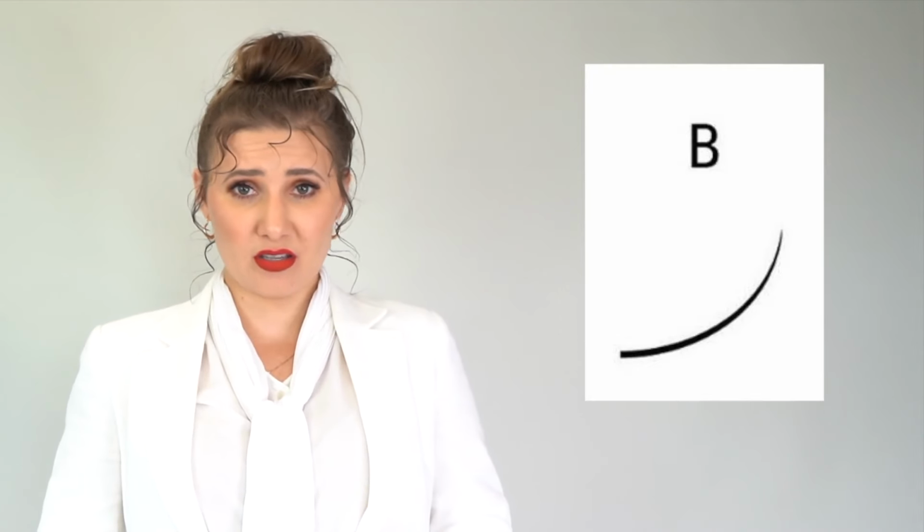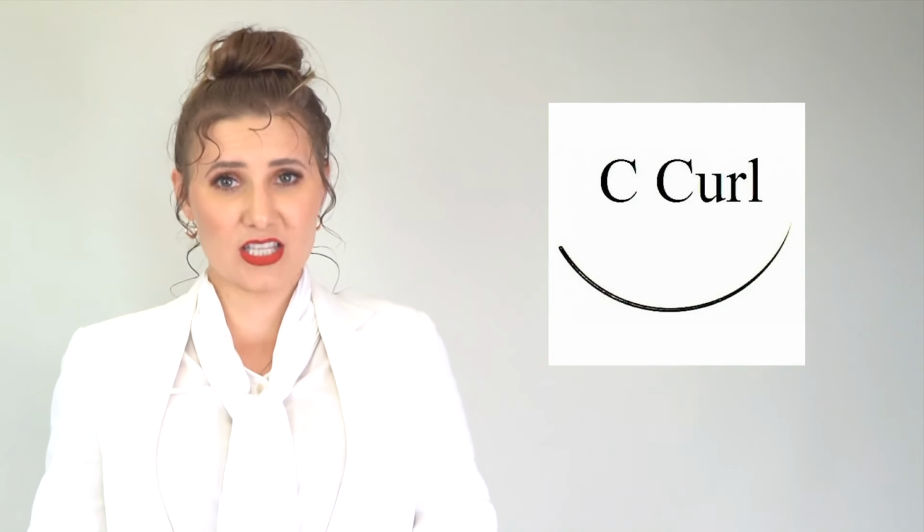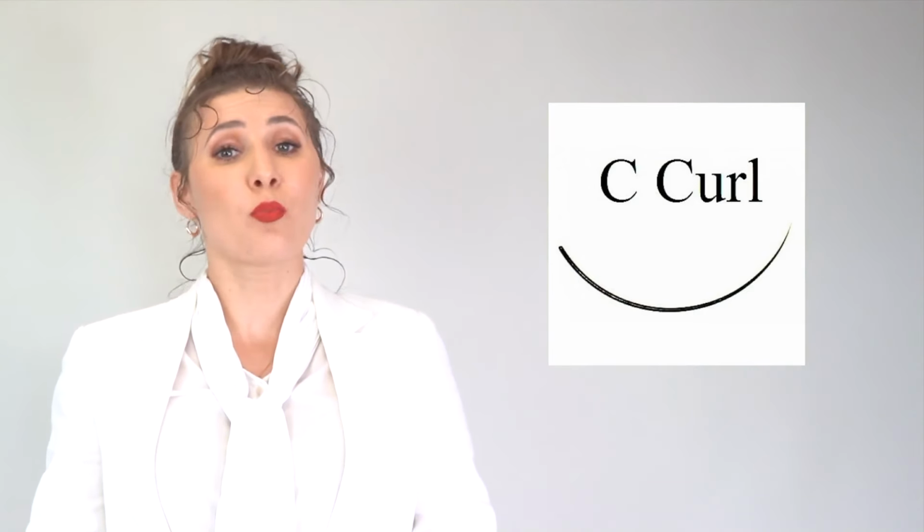So let's talk about the B curl. B curl is only slightly more curled up than a J curl. It's still pretty straight and it doesn't make any difference for a customer. We do not recommend using it. Let's move on to the most commonly used curls. C curl is one of the most natural and the most popular curl types. This curl is suitable for all eye shapes, so when in doubt, use a C curl.